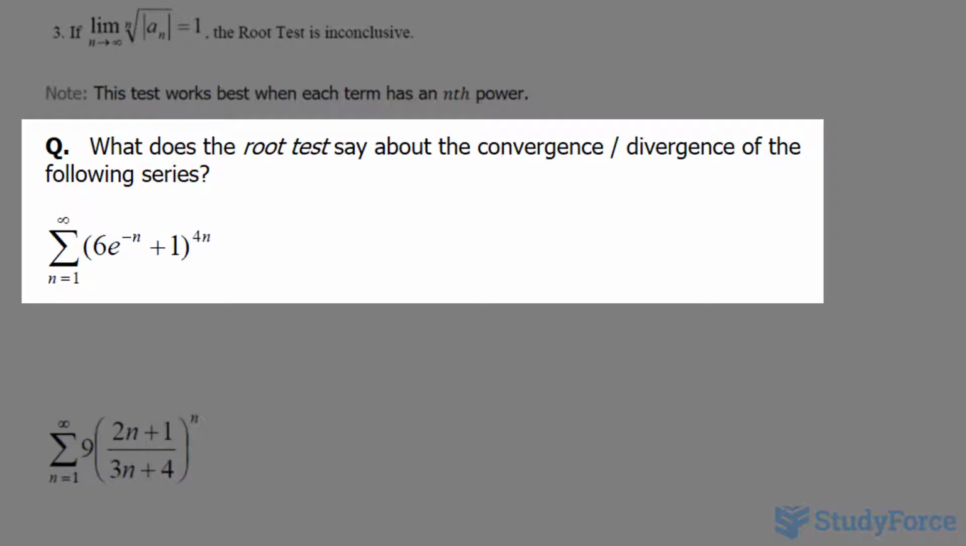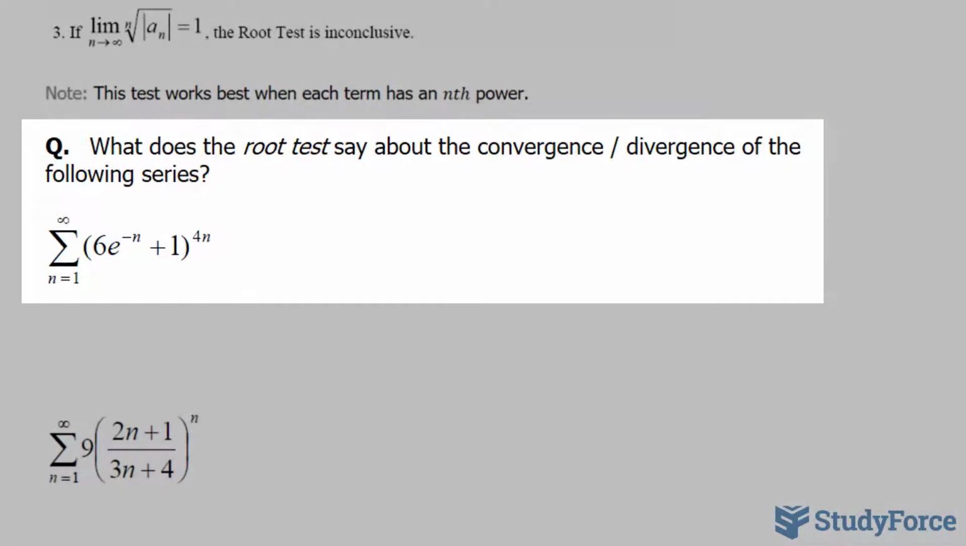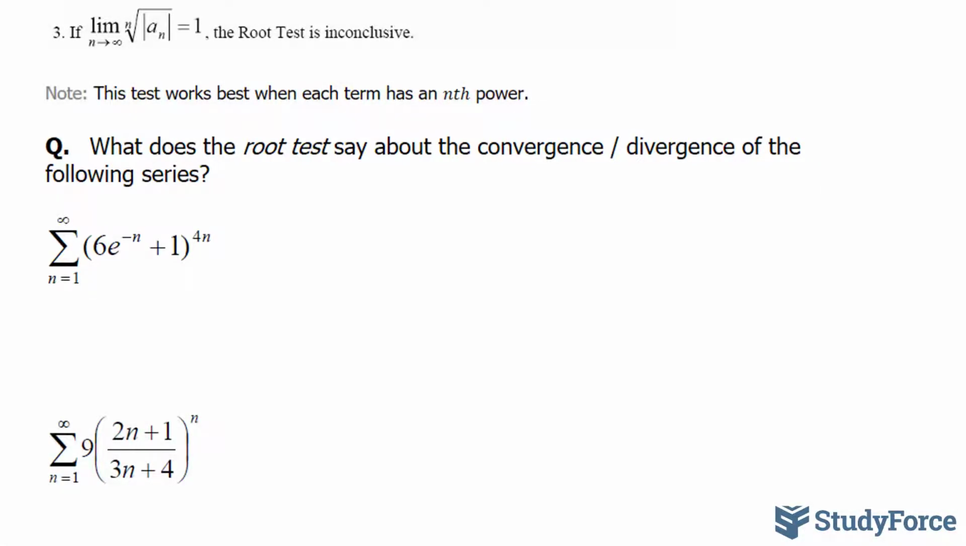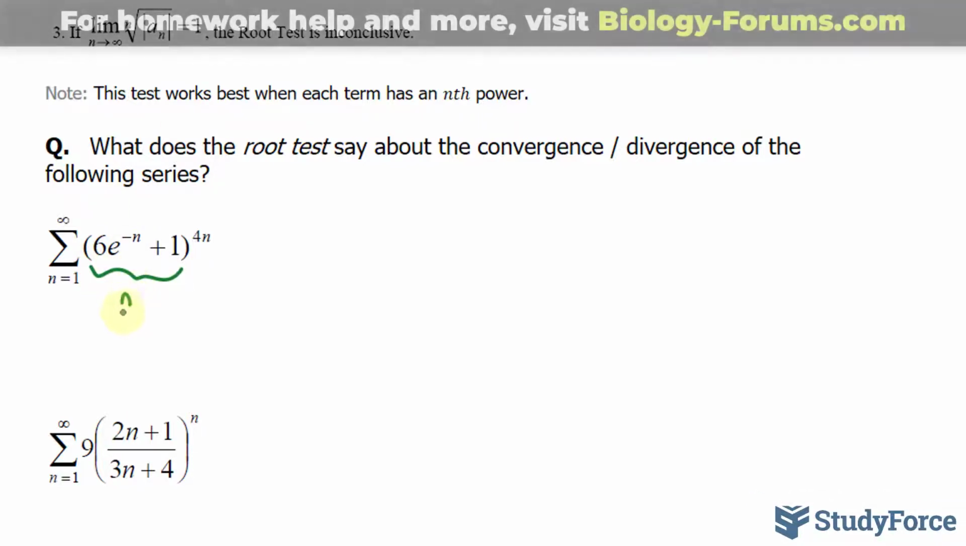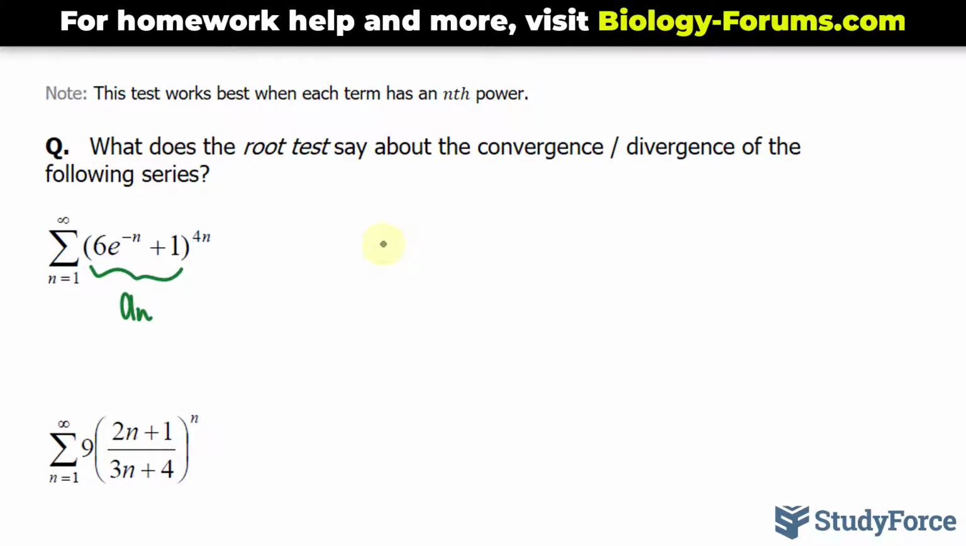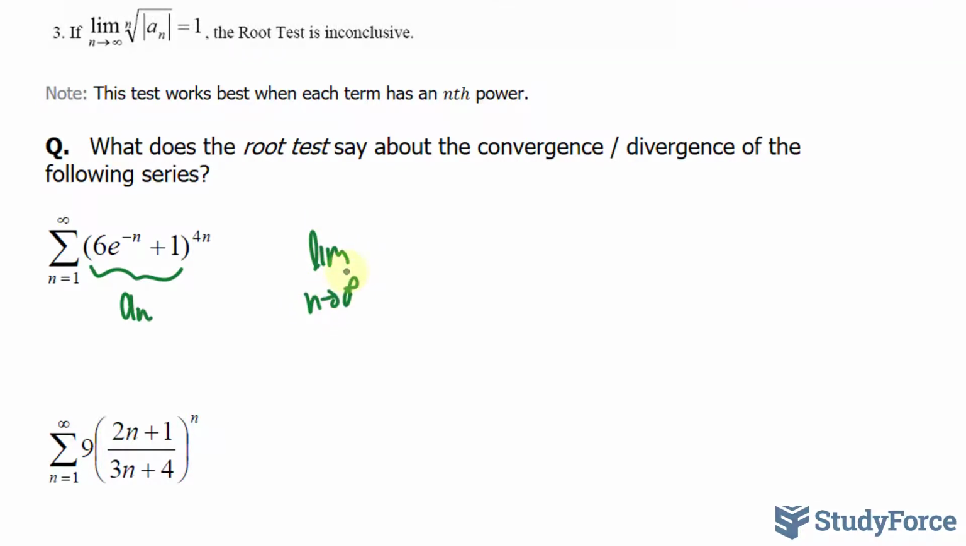The series is defined as 6 times e to the power of negative n plus 1, all of that raised to 4n. The first thing that I'll do is set this part equal to a sub n. And then I'll try to find the limit as n approaches infinity for the nth root of the absolute value of a sub n. Now that I've set this up, I'll rewrite this so that it's in fractional exponents.